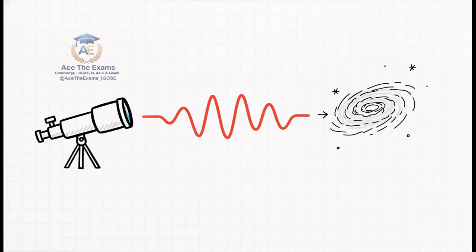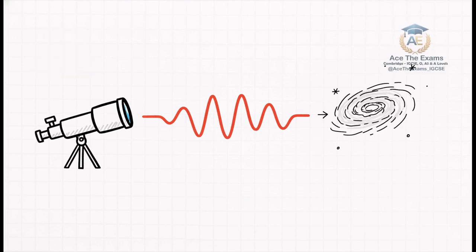When a galaxy moves away from Earth, its light waves are stretched. In the visible spectrum, longer wavelengths correspond to the color red. This is redshift. I challenge you to write a perfect PEEL paragraph on this in under 30 seconds.